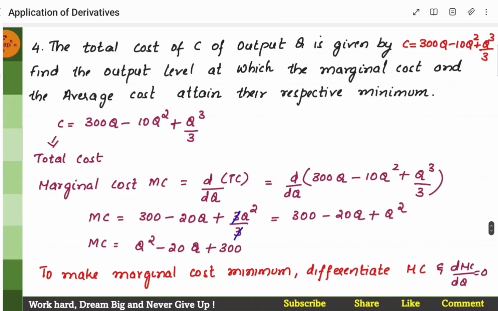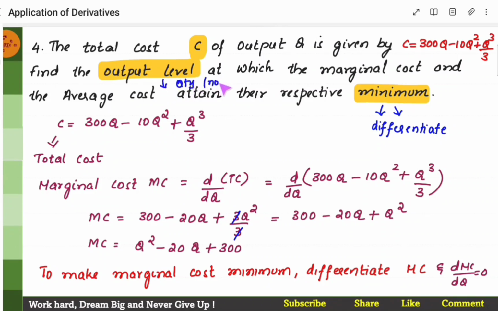So let's solve another problem. The total cost C of output Q cost function is given. Find the output level at which the marginal cost and the average cost attain their respective minimum. So this minimum means you'll have to differentiate. Whenever you see minimum, maximum, you'll have to differentiate. Whenever you see output level, it means you'll have to find quantity or number of units.